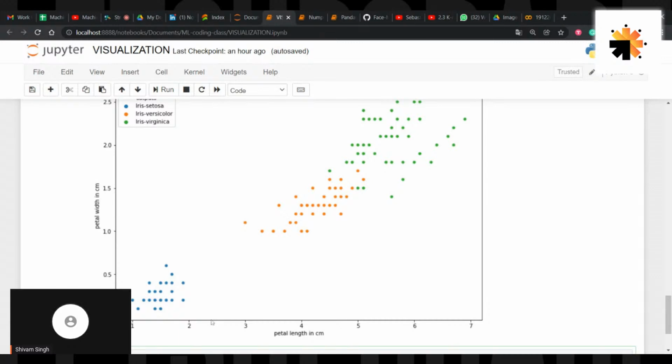This is possible. And now if you are able to make this boundary, you can say that if the petal length is lesser than 2.5, maybe 2.3 or whatever value you think it might be. So I can clearly say that if the petal length is lesser than 2.5.